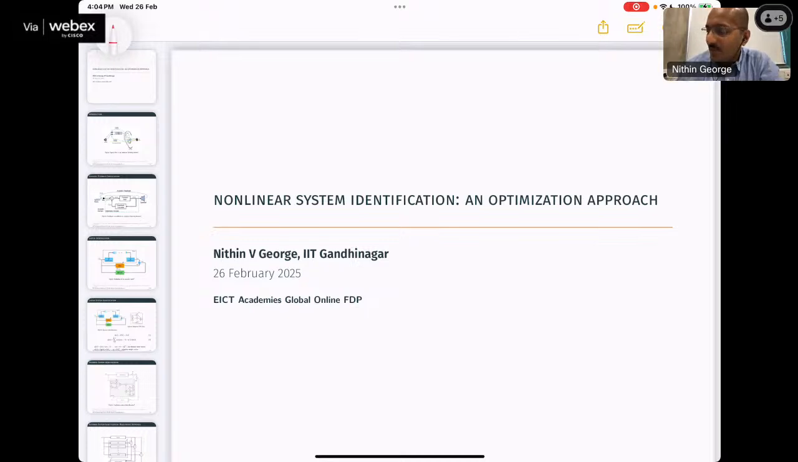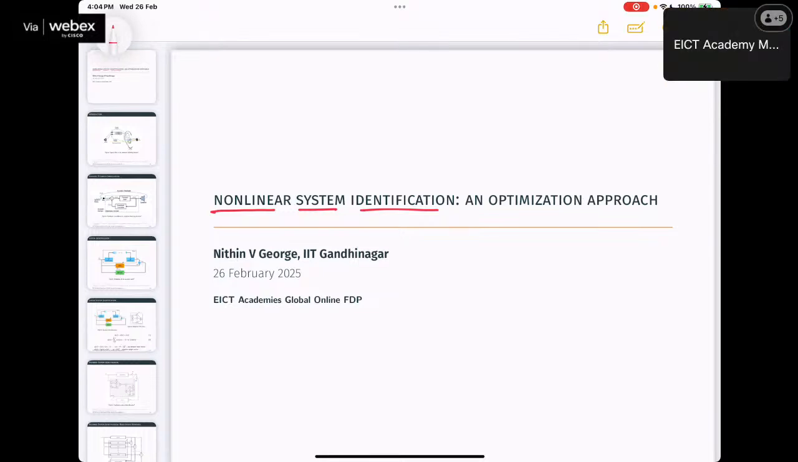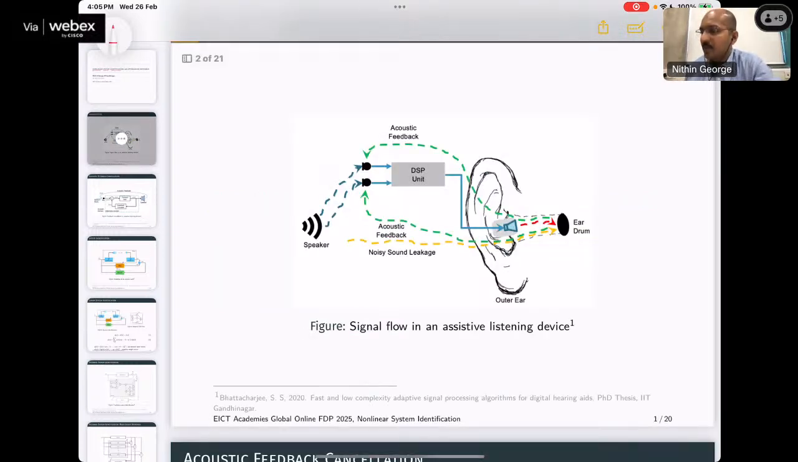Yeah, so our topic is nonlinear system identification and optimization approach. Before we go into optimization, we will have to understand what is a system, what is nonlinear in that system, and what is identification. So I have tried to take an example of a problem where identification of a system is necessary or is indirectly used. That will give us clarity on how things are going to work.